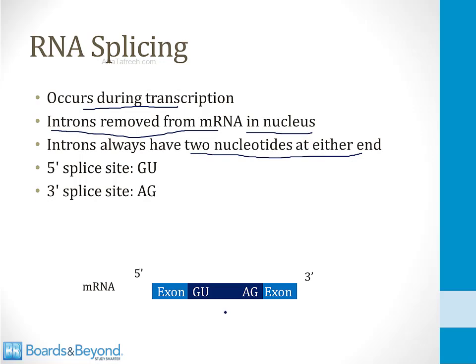If you look at this diagram at the bottom of the screen, this is the intron in dark blue in the middle. At the 5' end, there's always a GU to denote the beginning of the intron, and at the 3' end, there's always an AG.